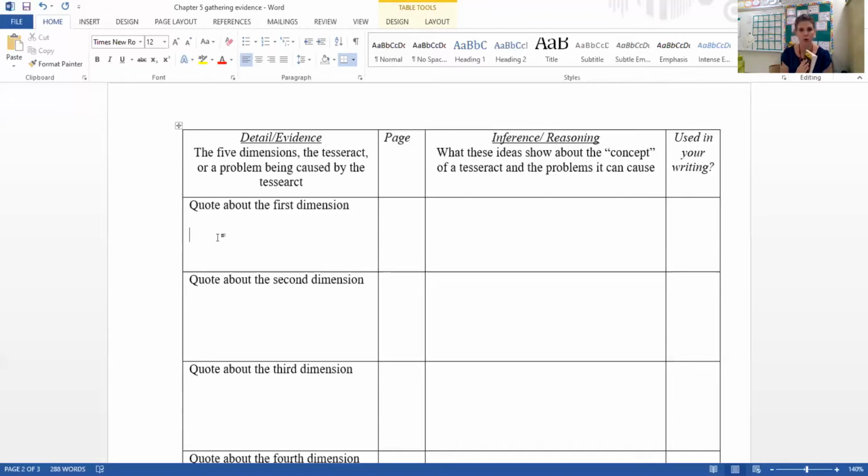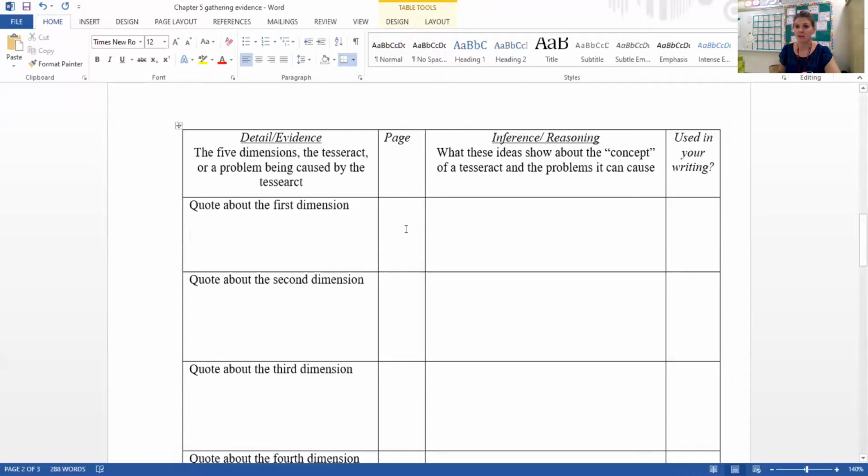Putting down what we learn is the first dimension. What we learn is the second dimension. So where do you get that information from? The book.